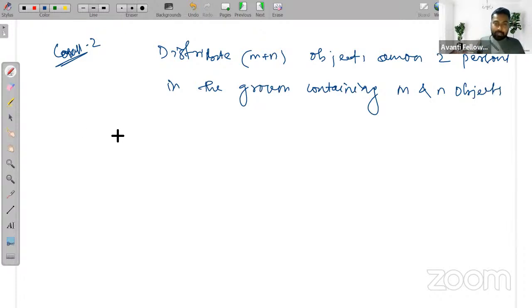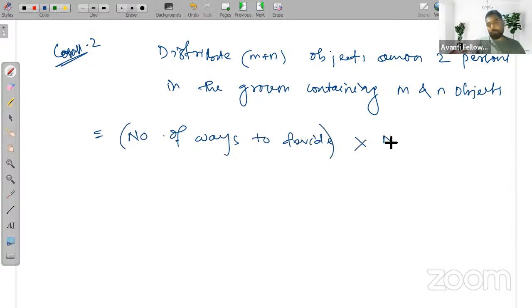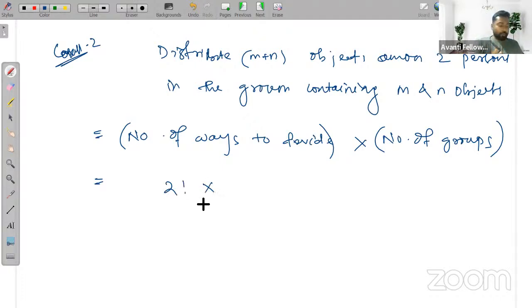The answer is the number of ways to divide into groups times the number of groups arrangements. The number of ways to divide m plus n into two groups, and we need to distribute into two persons, so that is 2 factorial ways, into the number of ways to form the groups, which is (m plus n) factorial upon m factorial into n factorial. So this is the second corollary.